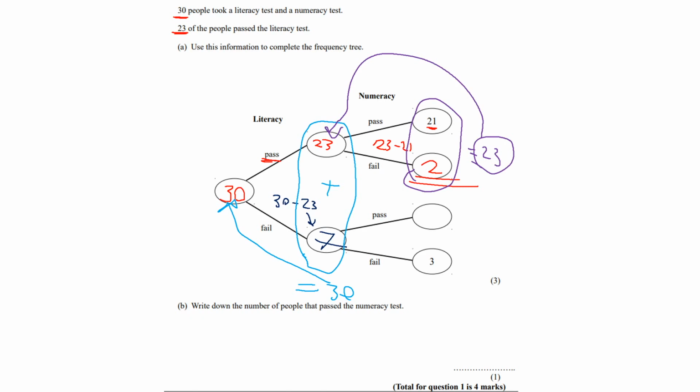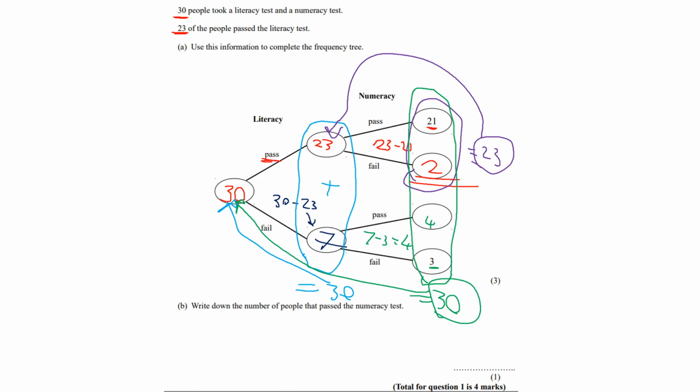Okay? Now let's look at the number here. If 3 people failed the maths test, then this number up here is just going to be 7 minus 3, which is equal to 4. And again, notice what we said before. All of these are going to be equal to 30, which again is right here at the top. And those two are equal to 7.